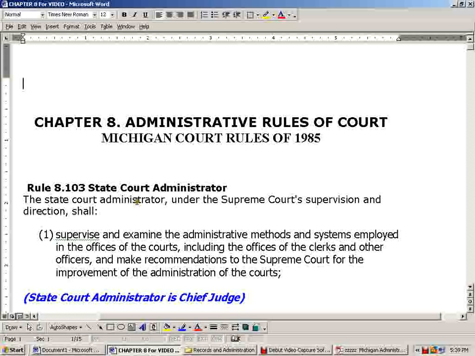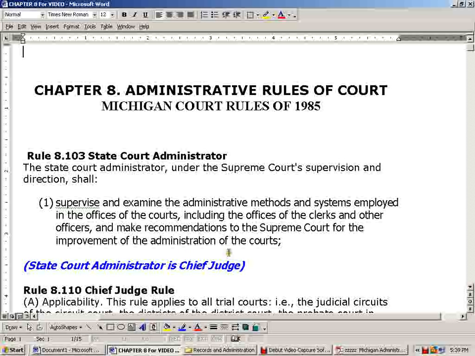State Court Administrator. The State Court Administrator, under the Supreme Court's supervision and direction, shall supervise and examine the administrative methods and systems employed, and so on. The State Court Administrator is actually the Chief Judge. Even though we have an office called the Office of the State Court Administrator, with a big office in Lansing, that isn't who they're talking about. The State Court Administrator is the Chief Judge, and we'll see why in a minute, because it's his job to administer the courts.